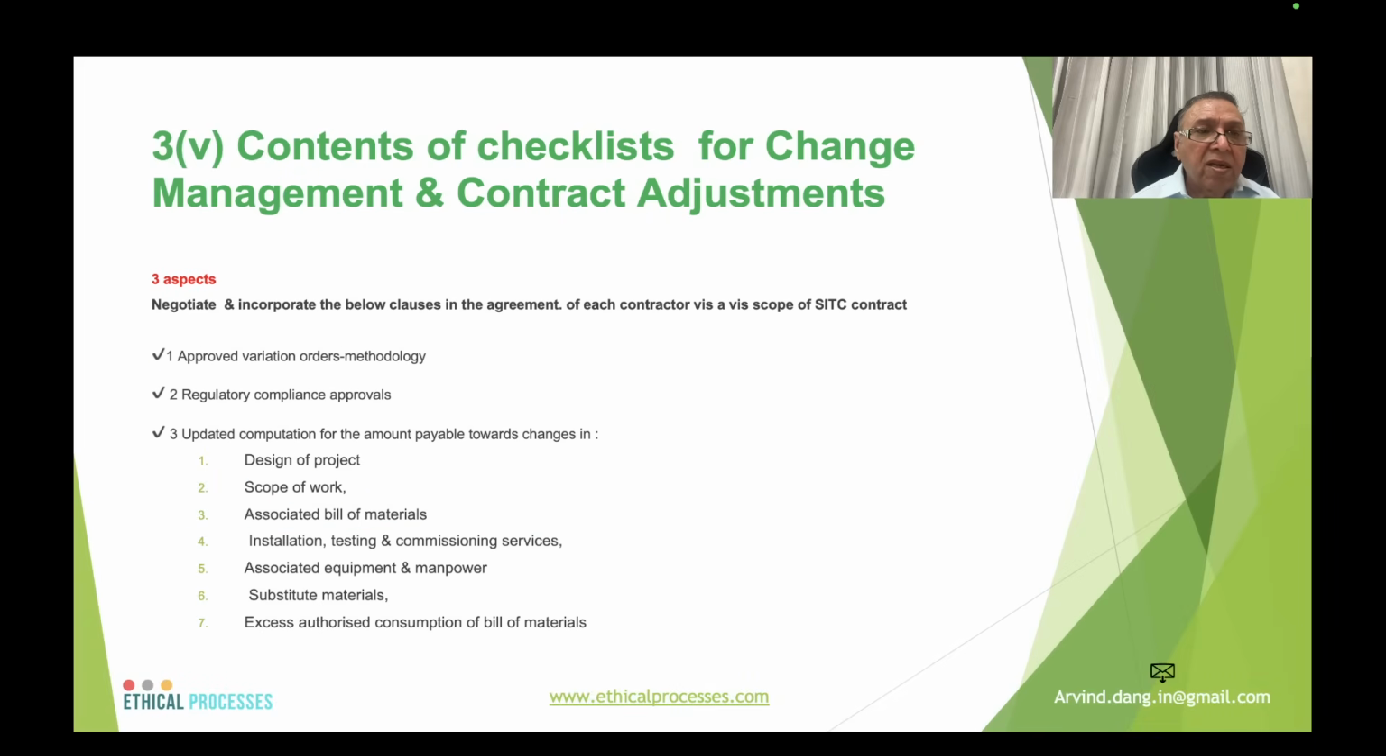The three aspects are negotiating and incorporating the below clauses. One, approved variation orders methodology, how to carry out regulatory compliance approvals. And three, updated computation for the amount payable towards changes which have been made. These changes can be with respect to the design of the project, scope of the work, associated bill of materials due to the changes in the scope or the design, installation, testing and commissioning services, associated equipment and manpower because of changes, substitute materials, and excess authorized consumption of the bill of materials. These aspects must be incorporated how this payment will be adjusted.